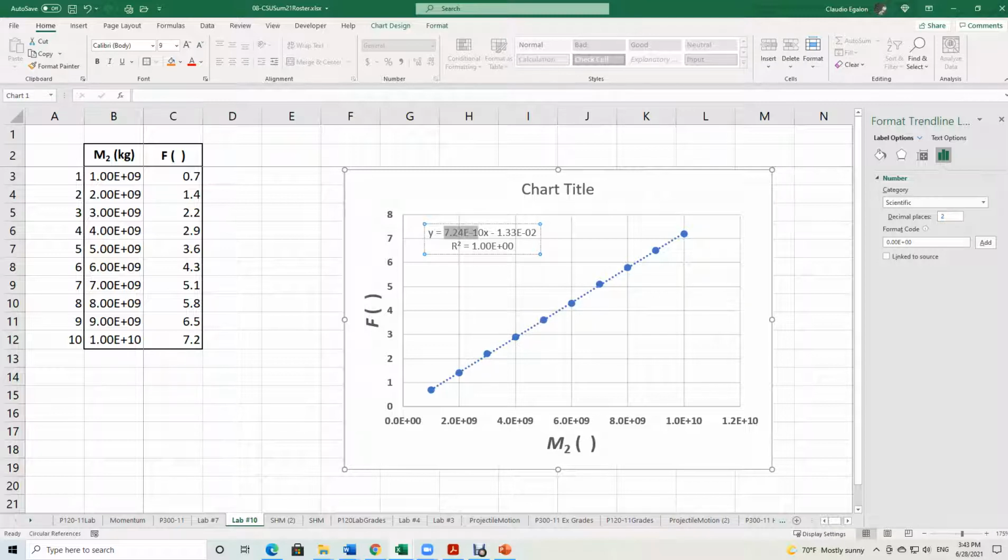So I'm going to write down your slope with the proper units, and you're going to write down your intercept. Don't forget the negative part. If I get a negative sign, I did get a negative sign, right? If you get a negative sign, you should write down everything with the negative sign in the intercept value.